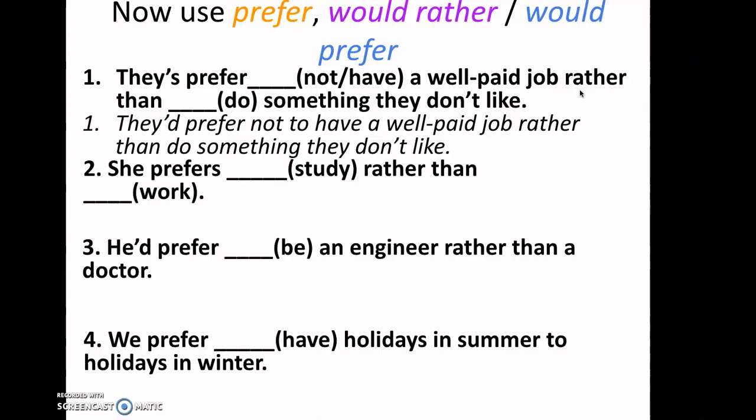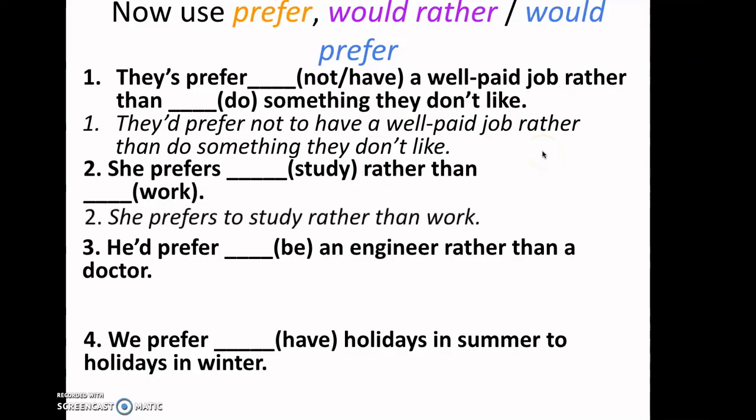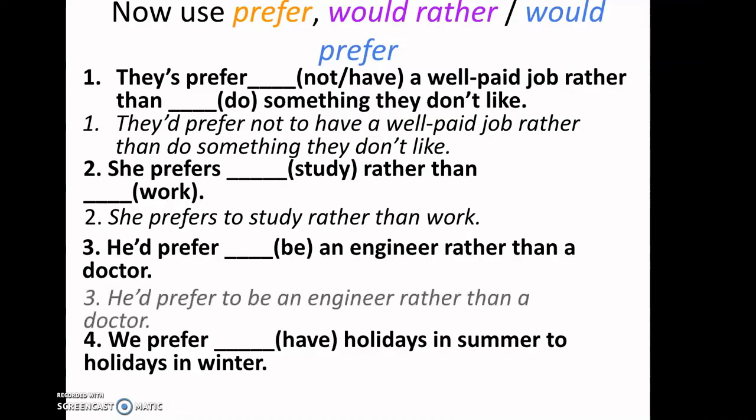Number two, she prefers. Pay attention because we have rather than, so only one option is possible. She prefers to study, all right? It cannot be the gerund because we have rather than. Number three, he would prefer to be an engineer, okay? After would prefer, always to infinitive.